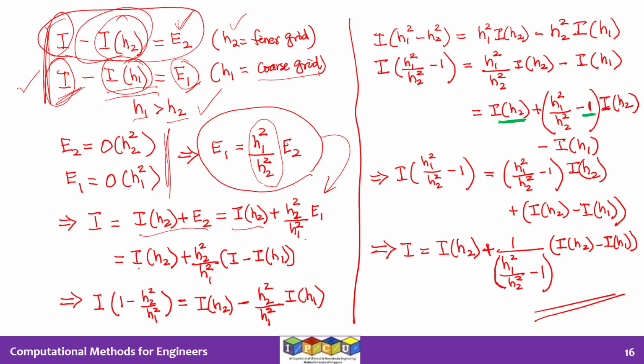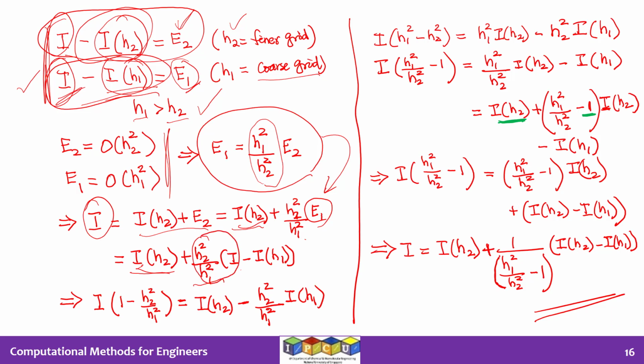So IH2 plus H2 squared by H1 squared, E1. E1 is nothing but I minus IH1. That is E1 from here. So I can bring all the I terms to one side and leave IH2 and IH1 terms onto the other side. We already have an I here and we have H2 squared by H1 squared times I here.